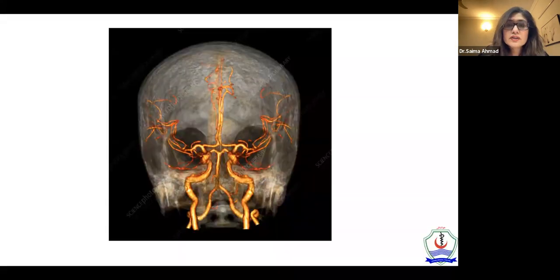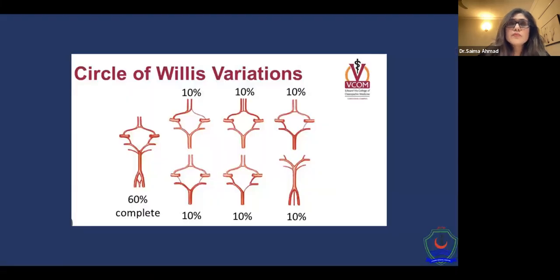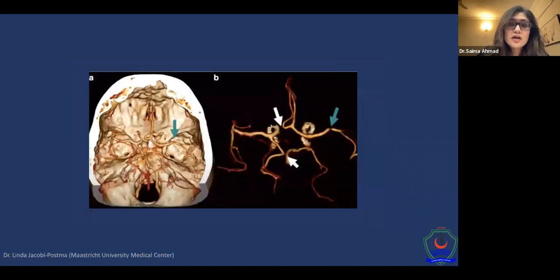This is again a very beautiful depiction of the circle of Willis. Only 60% of the circles of Willis are complete, the rest are all variations. So if you are going to perform neurointervention, you should be very good in neuroanatomy, and you should be good at picking up the anomalies.